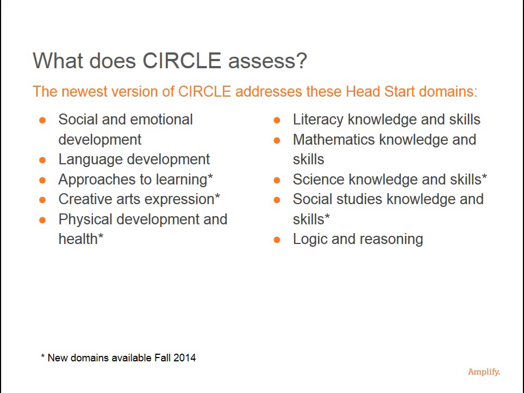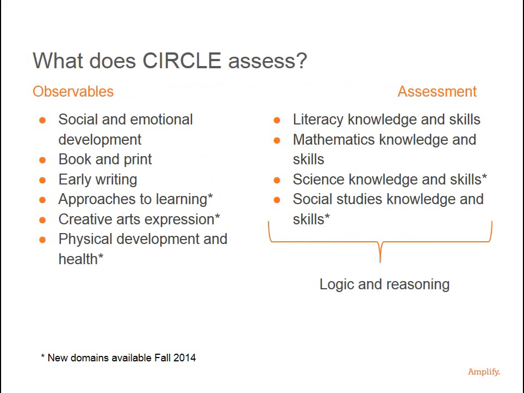And there's two different ways that we capture this data about students. So for things like social and emotional development, book and print awareness, approaches to learning, we have what we call observables. So these are checklists with very specific indicators of student progress that a teacher can do over the course of the year to see how a child is moving forward across these different domains of understanding.